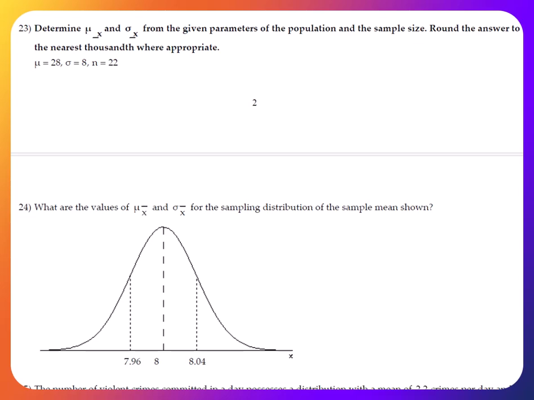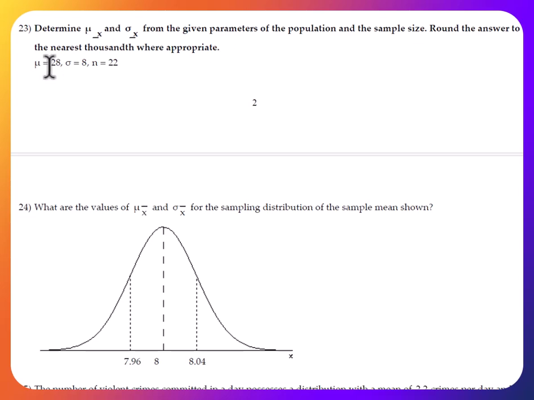Next question. Remember, determine the mean of x bar and sigma of x bar. The bar should be on top of x here. From the given parameters of the population and the sample size, round the answers to the nearest thousandths where appropriate. Remember, the central limit theorem tells us when we work with samples from a population that is normally distributed, the mean of the population will be the mean of the sample mean.